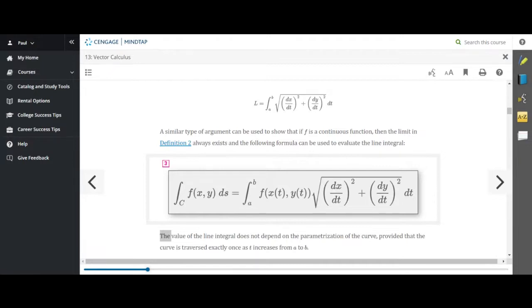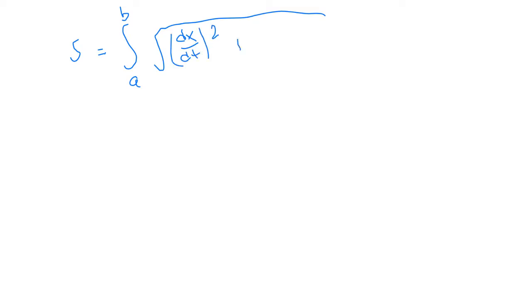So one way to think about this is like this. Let me go to the whiteboard here, because I want you to feel comfortable with the formula. Arc length, which we normally denote by L, can be thought of as the integral from A to B of the square root of (dx/dt) squared plus (dy/dt) squared dt, right?